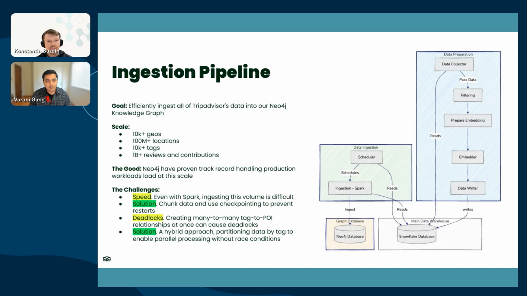So we carefully partition the data and process each partition so that each partition can be processed in parallel, and deadlocks are not possible. And then we process partitions one after the other sequentially. This allowed us to avoid the potential of deadlocks. Now, to dive deeper into the vector search, I'd like to hand things over to my colleague, Varuni.